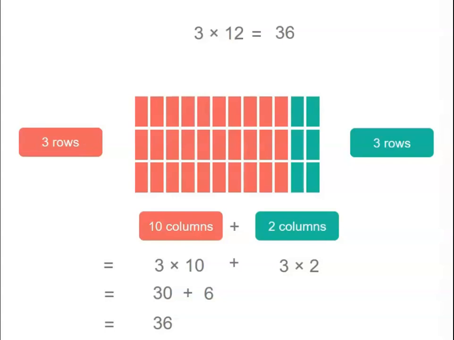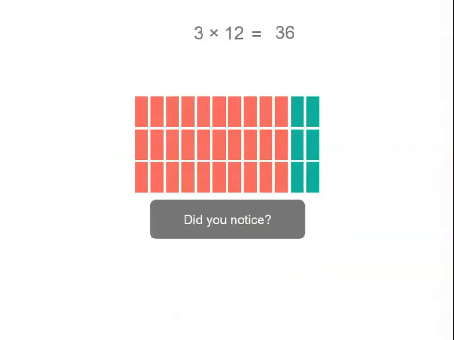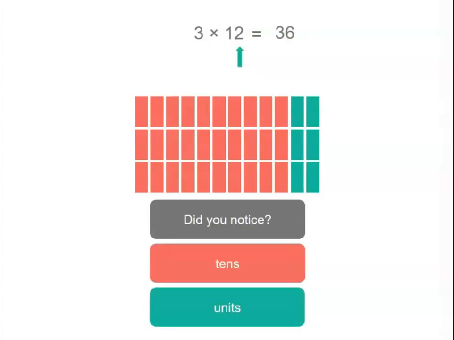Now did you notice something? I split 12 into 2 different numbers that make up 12. I could have used 8 and 4, 6 and 6, but I used 10 and 2. And that's because I wanted to break it into tens and units, because multiplying by tens is much easier than multiplying by some other numbers, so it made our job a little easier.